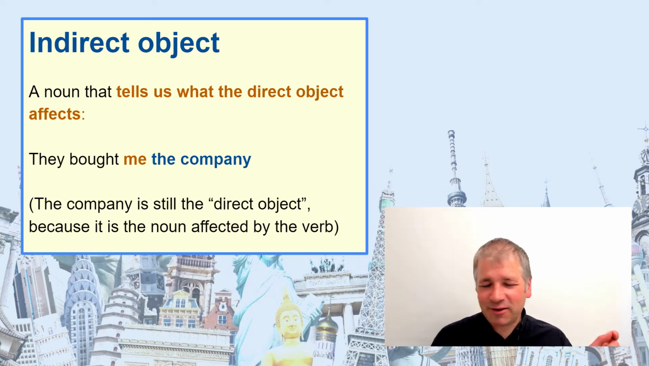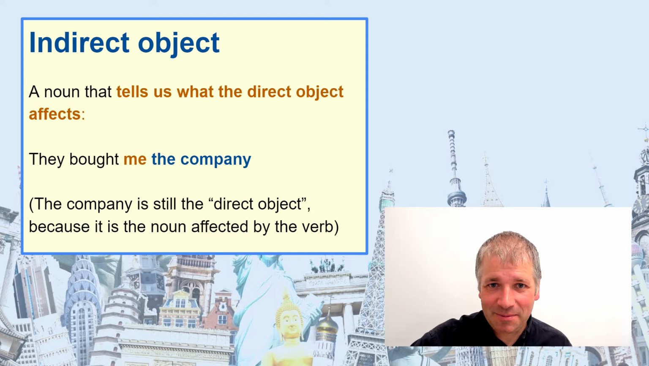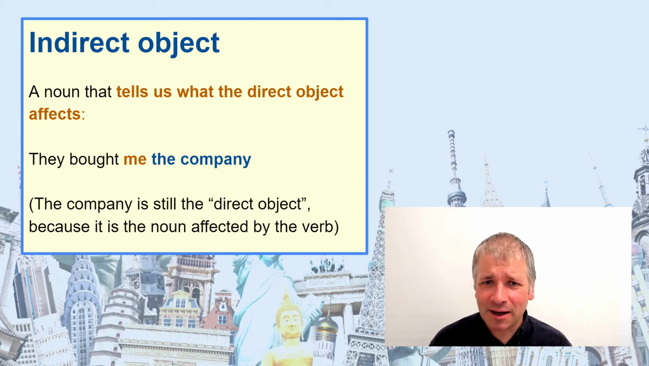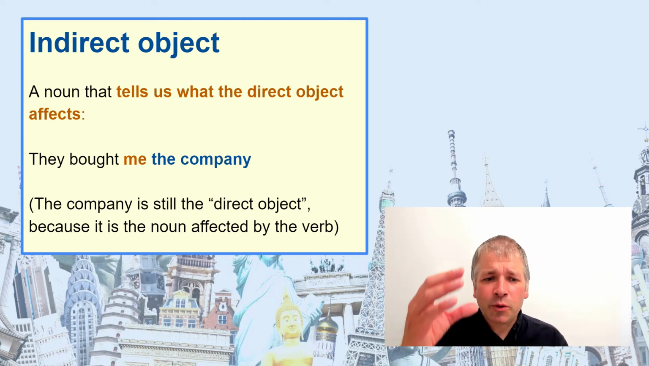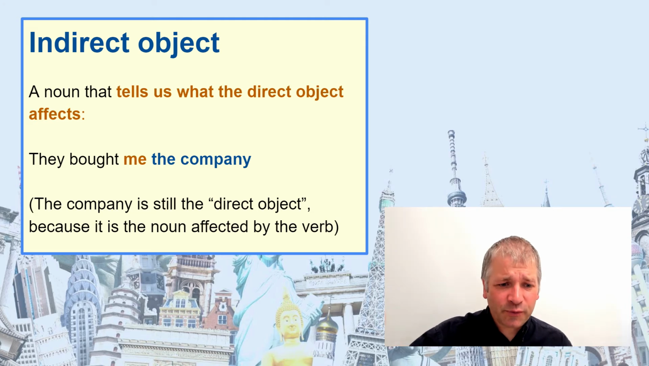So in this sentence, we don't mean they bought me. If they actually bought me, then I would be the direct object. But that's not what we mean. They still bought the company, but me has a different purpose here. Me is who the company was bought for.